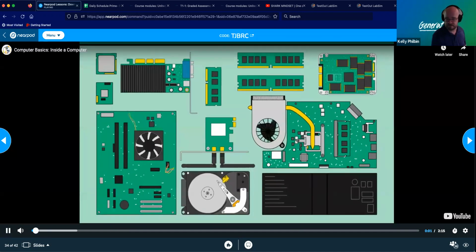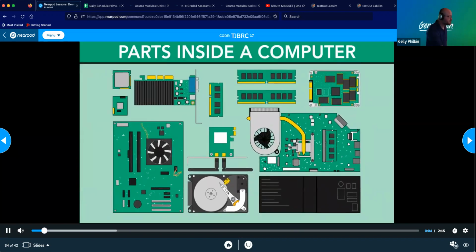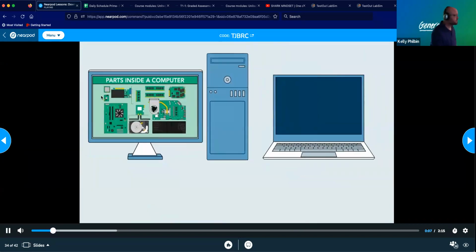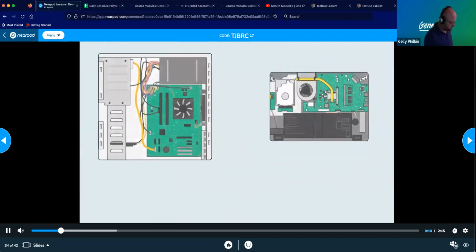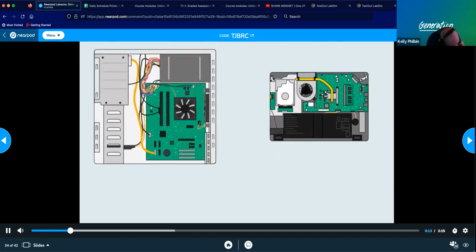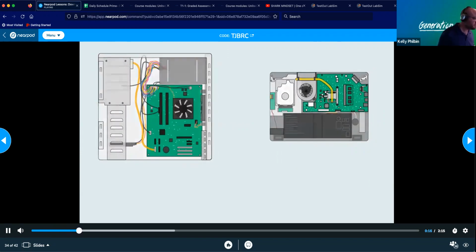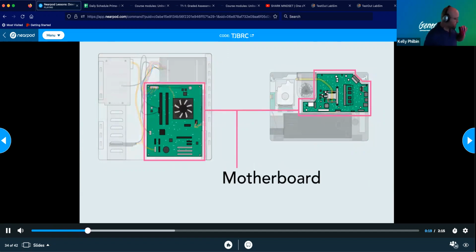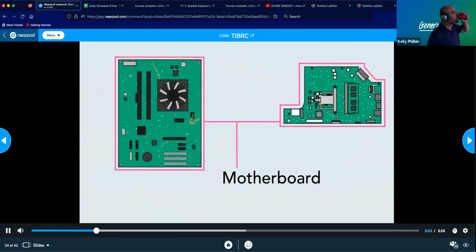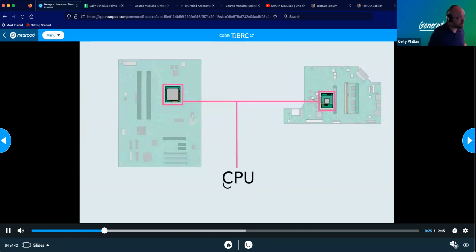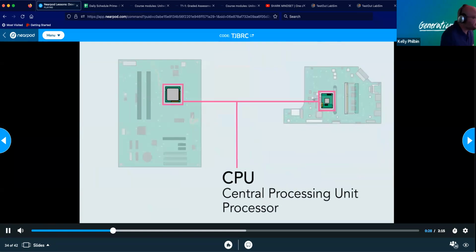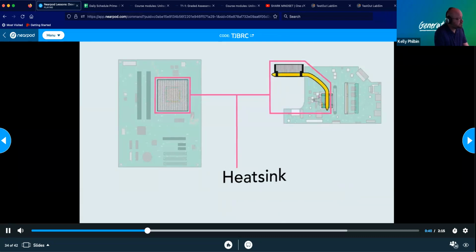You may already know that there are many important parts inside a computer, but what exactly do they do? Let's take a look inside and learn about the various components that make a computer work. Whether it's a desktop computer or a laptop, every computer has a large circuit board called a motherboard. This contains some of the most important parts of the computer, such as the CPU, also known as the central processing unit or processor. The CPU can be considered the brain of the computer because it processes information and carries out commands. Since it tends to get hot, it's covered by a piece of metal called a heatsink, which draws heat away from the processor.